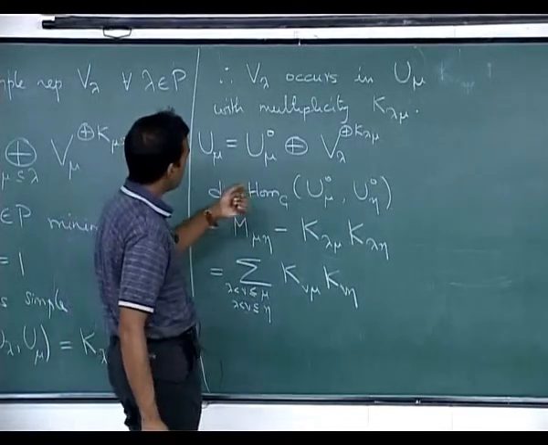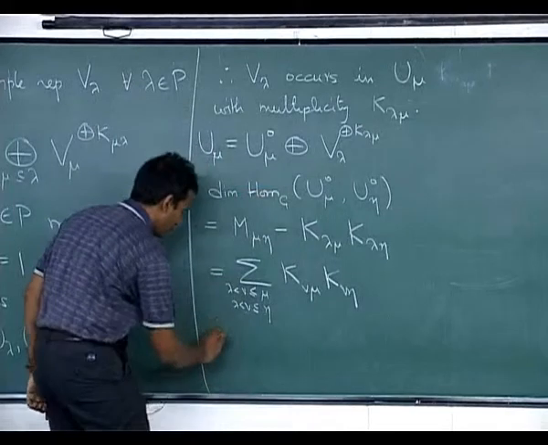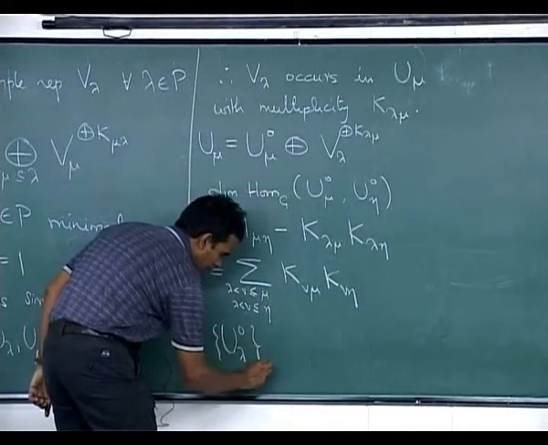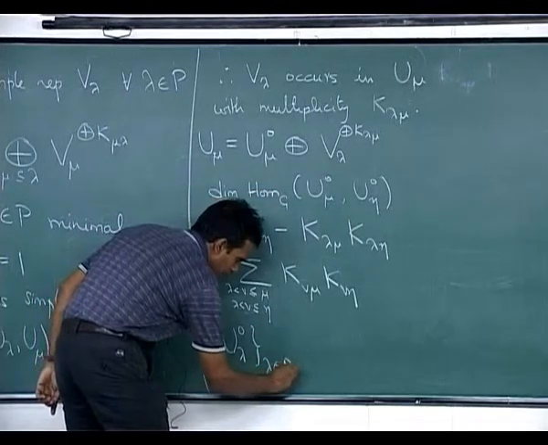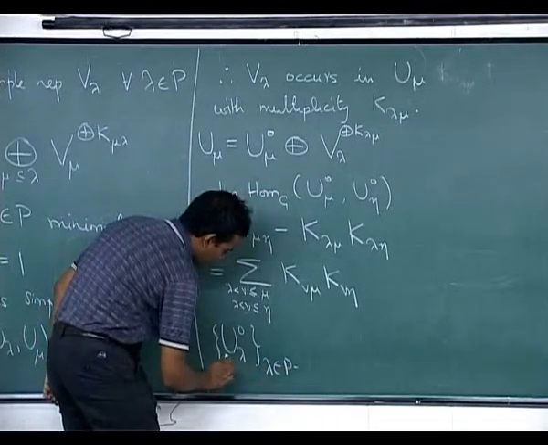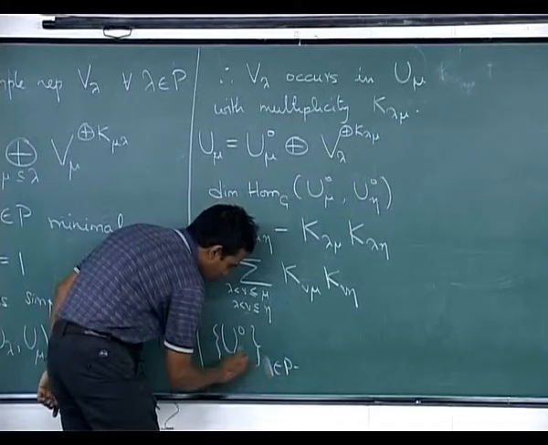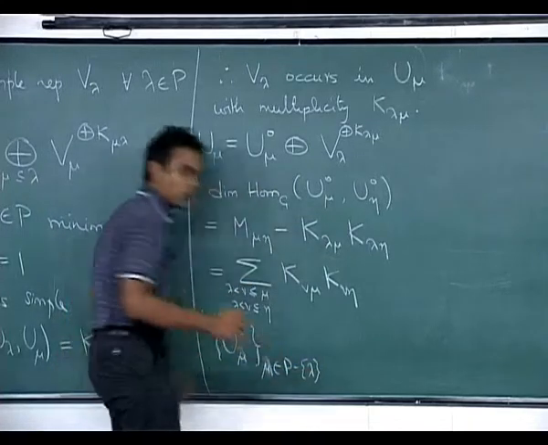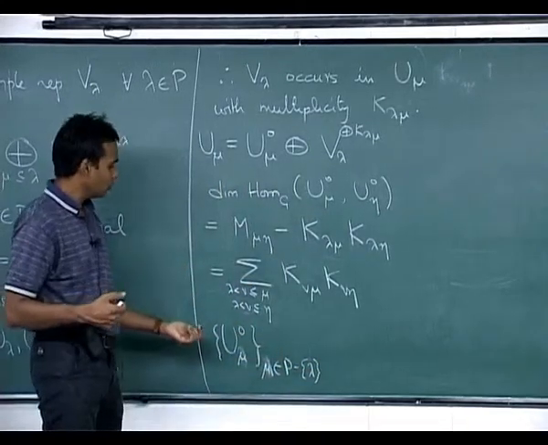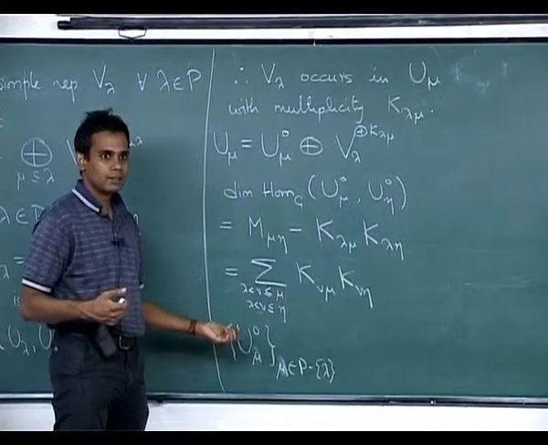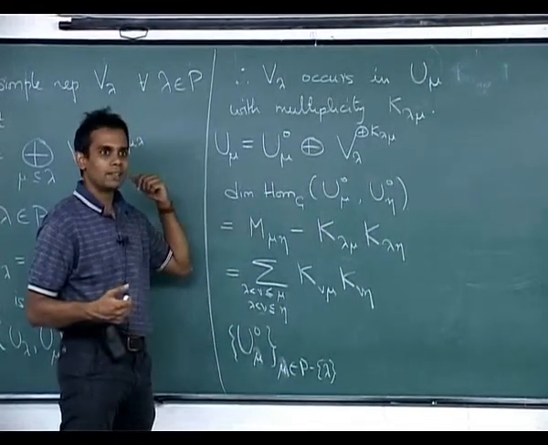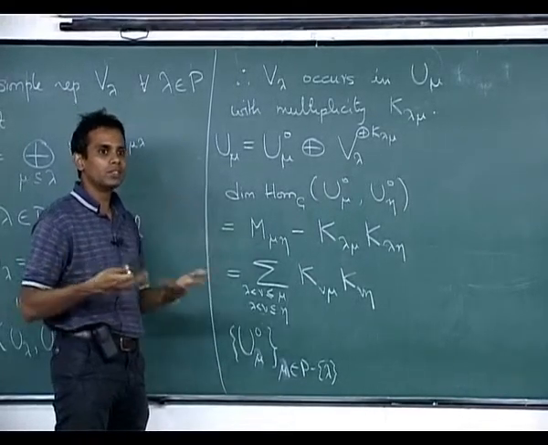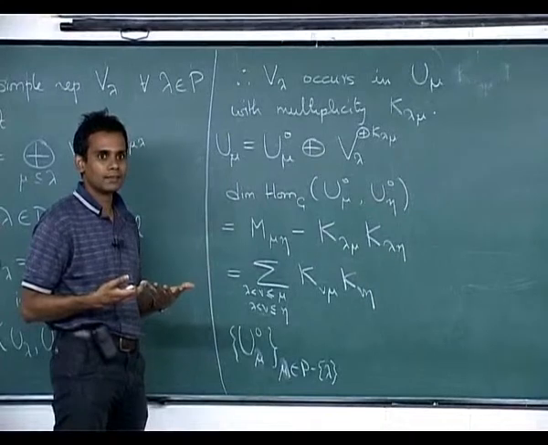Now look at this family U_λ, where λ is in P. Oops, unfortunate choice of notation here. Let us say U_μ, where μ is in P minus λ. You leave out that minimal guy, you get a new family of representations, and they still satisfy the hypothesis of the theorem. In effect, we have just reduced the cardinality of P by 1.